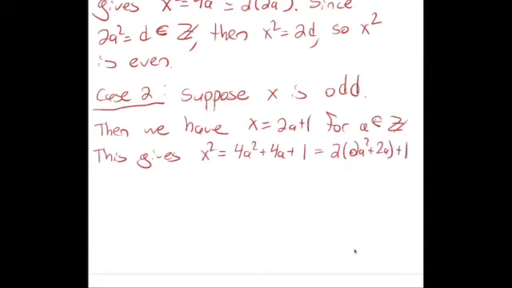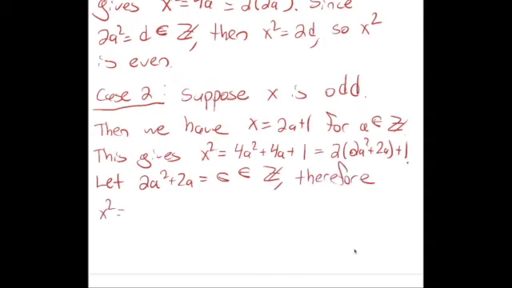And then we just stated, let 2A squared plus 2A equal C, where C is an integer. Therefore, 2C plus 1 is the definition of an odd integer. And therefore, if X is odd, X squared is odd. Yep.